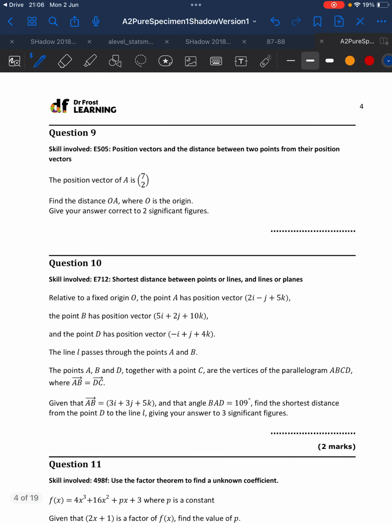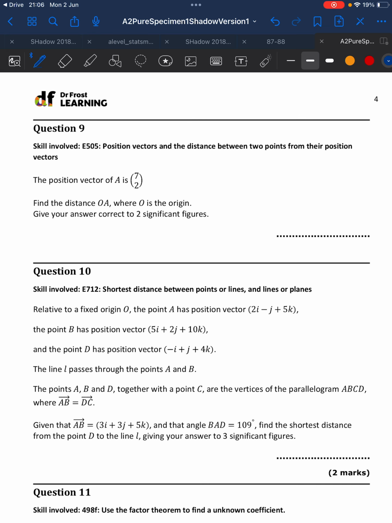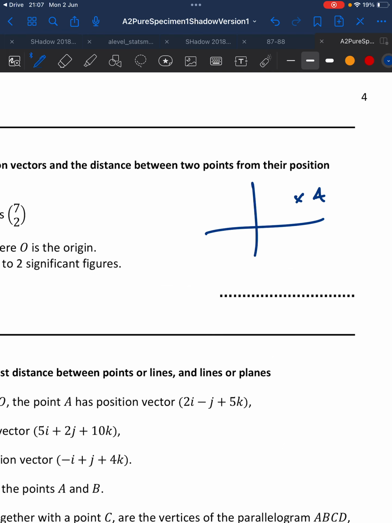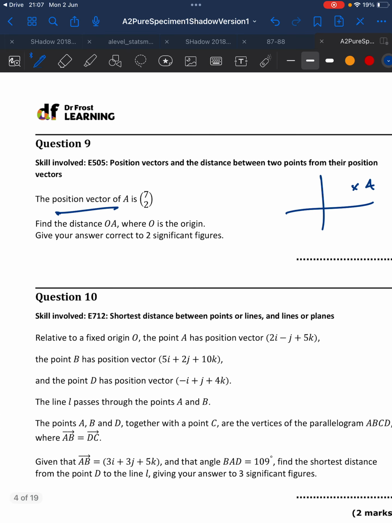Okay. Next. So position vectors. A position vector, if somebody gives this to you, first thing you want to do normally is roughly sketch where it is. So 7, 2 means it's here. So thinking of position vectors as coordinates can be very, very helpful. Find the distance. Distance is a word that means you're doing Pythagoras, aren't you? You're finding the magnitude of something.